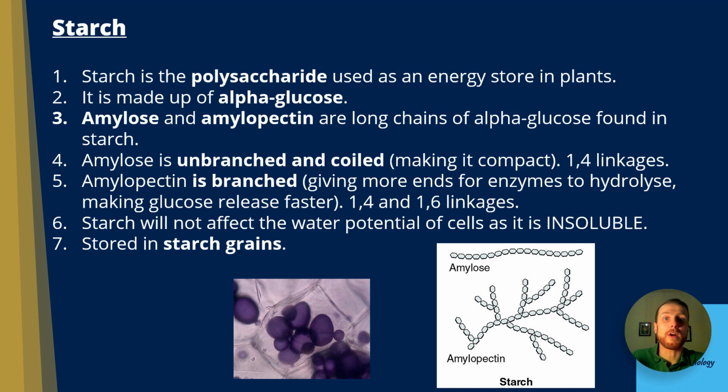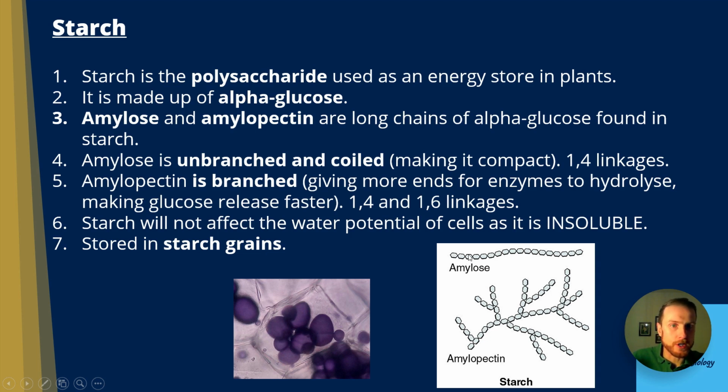Starch is the polysaccharide used as an energy store in plants. So animals, glycogen, plants, starch. Now, it's made up of alpha-glucose. So remember, the hydrogen is at the top of carbon 1. Amylose and amylopectin are long chains of alpha-glucose found in starch. Now, amylose is unbranched, and we can see that in the diagram on the bottom right here. It's long, and it only has carbon 1 to 4 linkages.